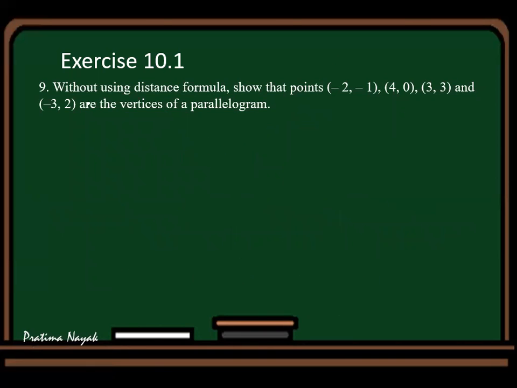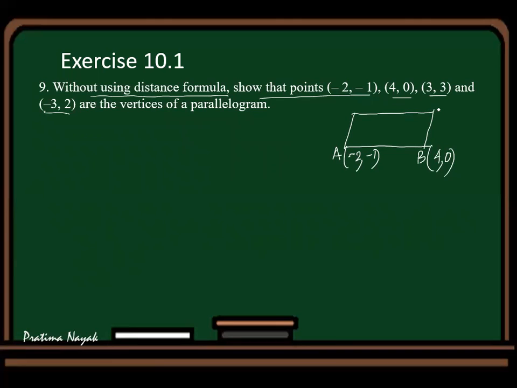Question number 9. Without using distance formula, show that the points (-2, -1), (4, 0), (3, 3), and (-3, 2) are vertices of a parallelogram. You have to show that they form a parallelogram, but you won't use the distance formula. Then what will you use? You may use slopes. Why use slopes? Because lines are parallel. And what you have learned, that if lines are parallel, then their slopes are equal.